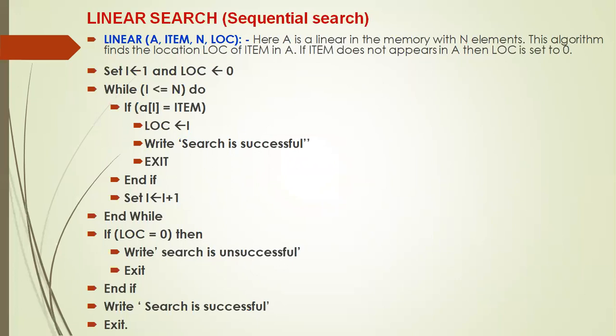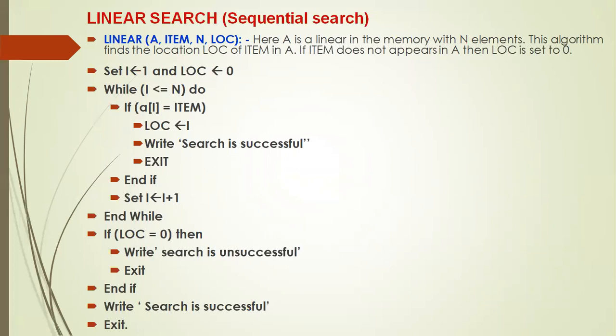The first step is to set I equal to 1 and LOC equal to 0. To start with, we don't know whether the search element is present or not. That's why I have initialized the variable LOC to 0 and the I value to 1. Assume that your array contains 10 numbers. First time, while I is less than or equal to N, I is how much? 1. Is 1 less than or equal to 10? True.